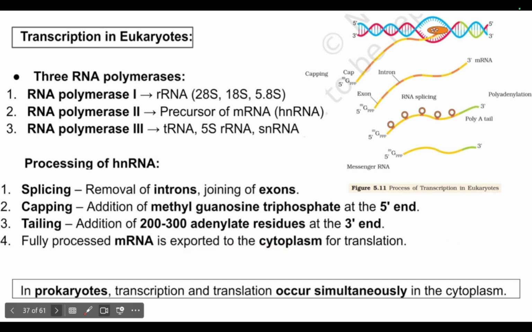Till now everything has taken place in the nucleus. Now this mRNA will be transported into the cytoplasm for translation. On the other hand, this is about eukaryotes. In prokaryotes, transcription and translation occur simultaneously, because in prokaryotes there is no need for processing of hnRNA.